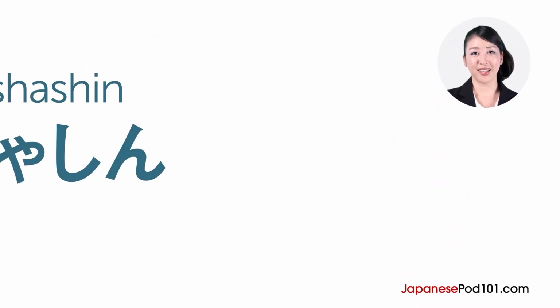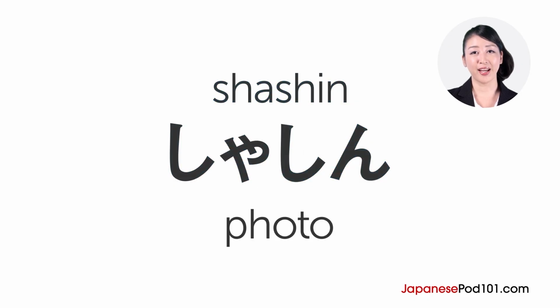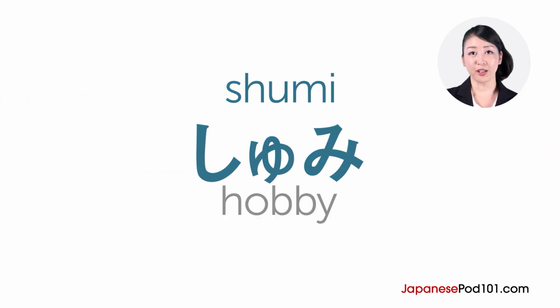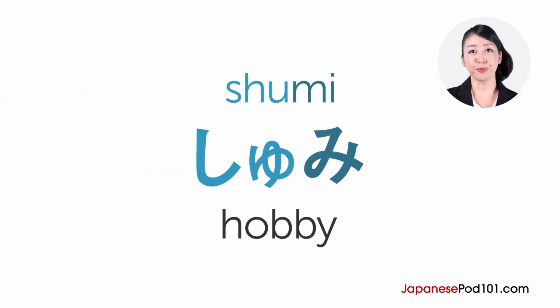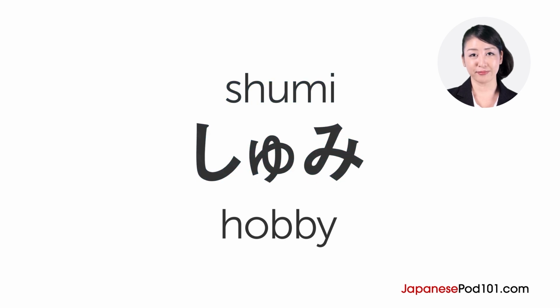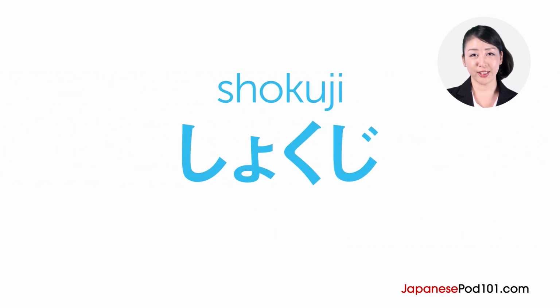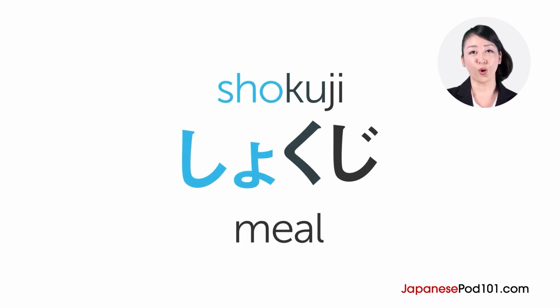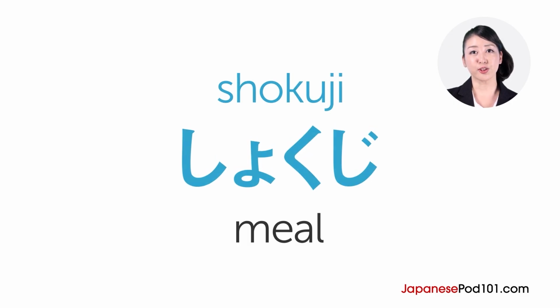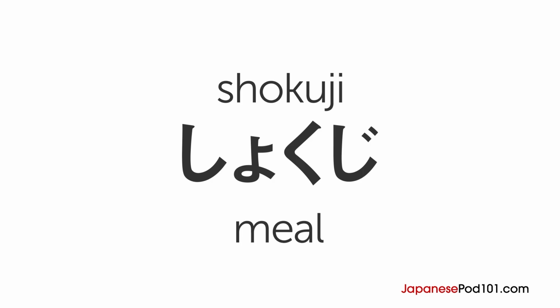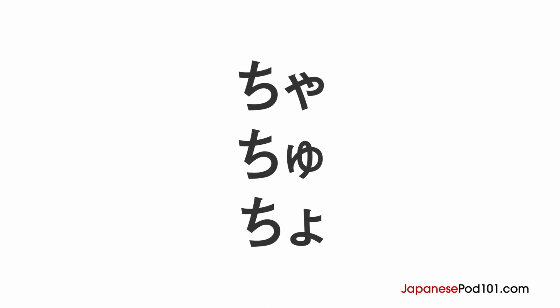For example, 写真, photo. 写真。趣味, hobby. 趣味。食事, meal. 食事。The next sound combination is cha, chu, cho.